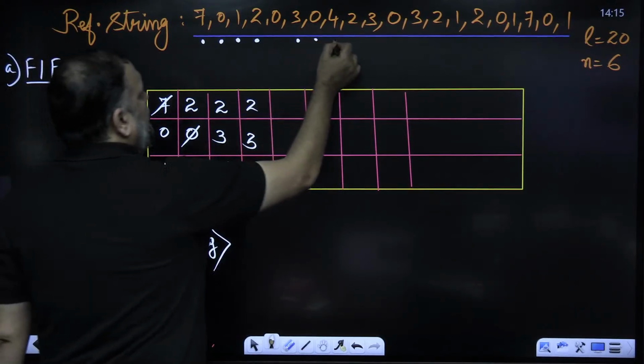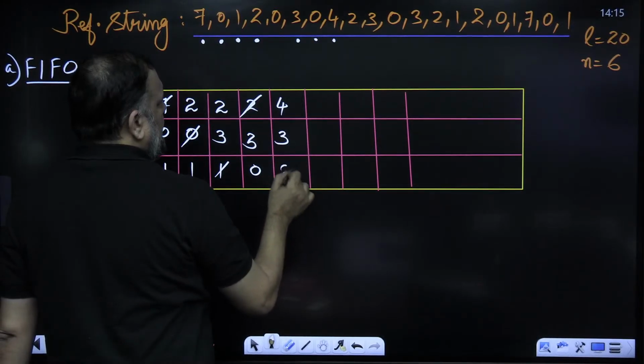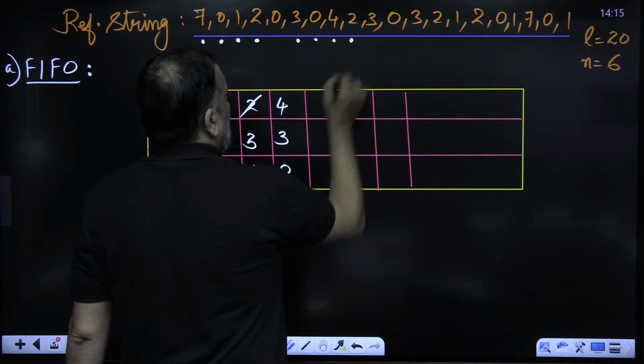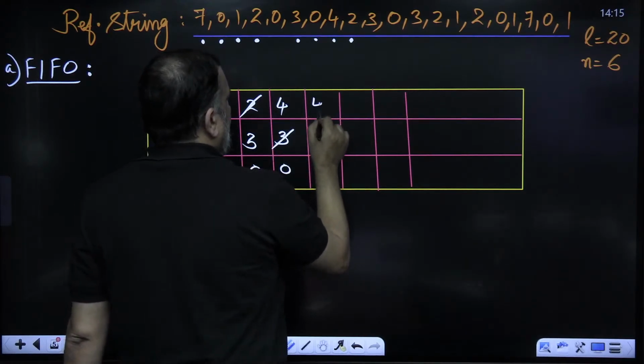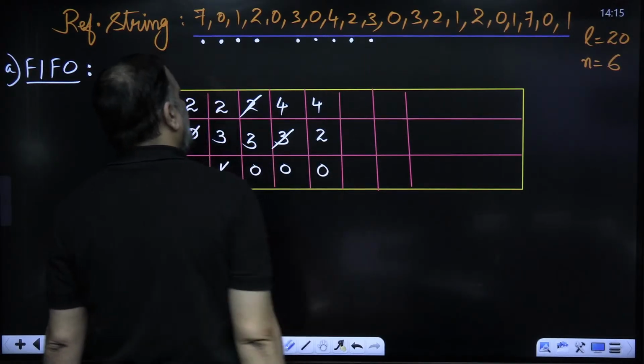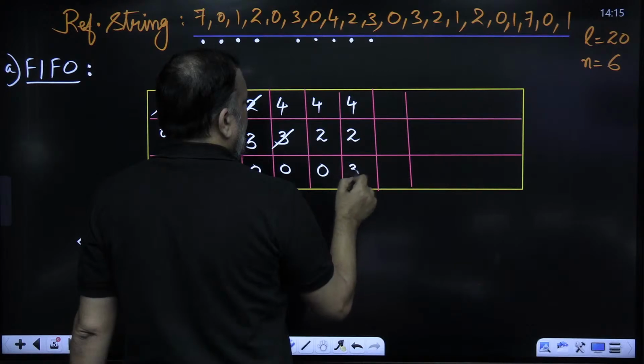Next, 4 will cause a fault. 4 will be replacing 2. So 4 यहाँ पे आएगा, 3, 0 as it is. Then after that, 2 will cause a fault. 2 will be replacing 3. So therefore, I will have 4, 2, 0. Then after that, 3 will cause a fault. Then that will be replacing 0. So I will have 4, 2, 3.